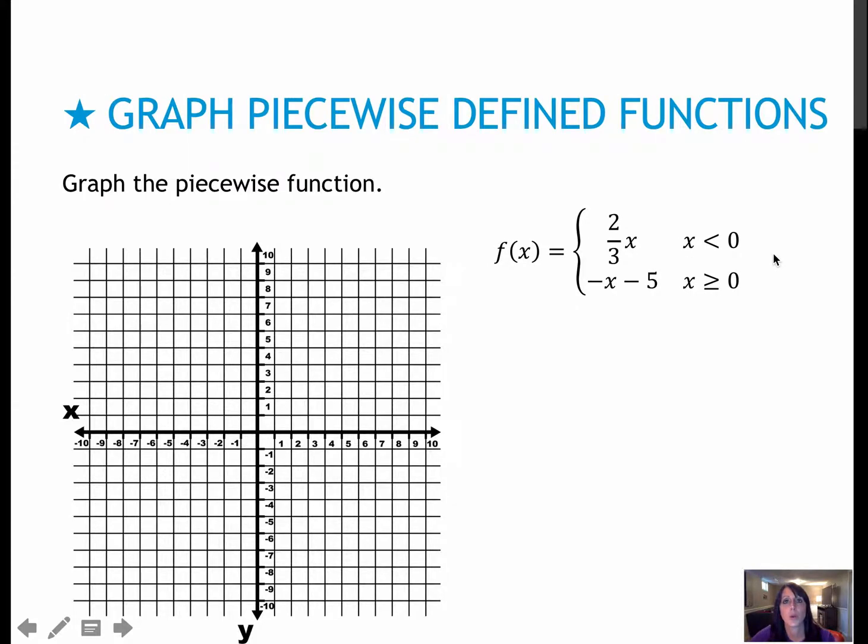Here's one for you to try, broken into 2 parts. So press pause, try graphing this function, and then press play to check your work.